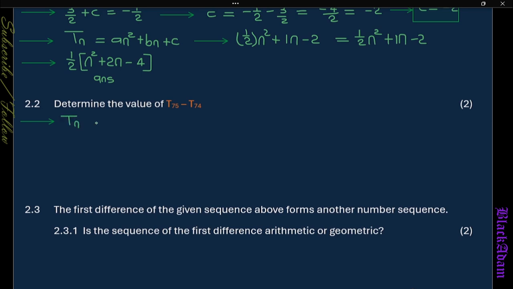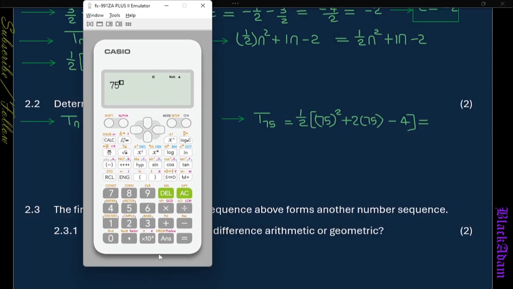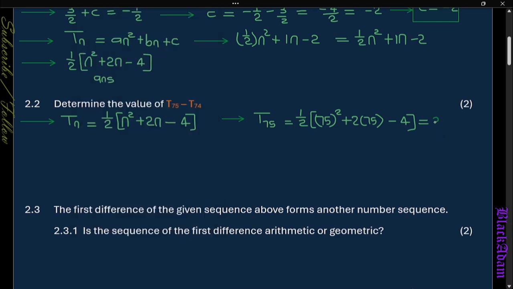2.2, we have T75. So let's get the equation first. Tn is half bracket n squared plus 2n minus 4. T75, we substitute n with 75, so it's 75 squared plus 2 bracket 75 minus 4. So let's use your calculator. 75 squared, and then plus 2 times 75, and then minus 4, divided by 2 is 2885.5.